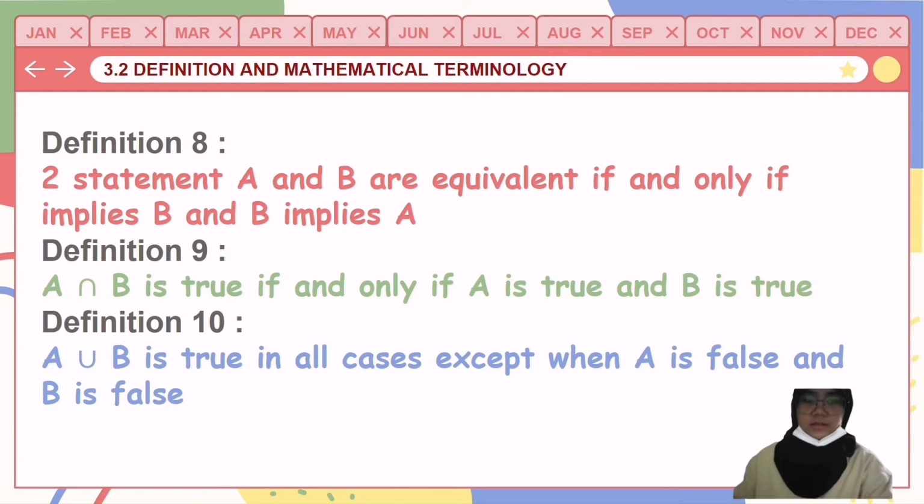Definition 8. Two statements A and B are equivalent if and only if A implies B and B implies A. Definition 9. A intersect B is true if and only if A is true and B is true. Definition 10. A union B is true in all cases except when A is false and B is false.